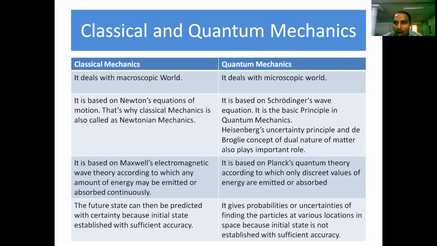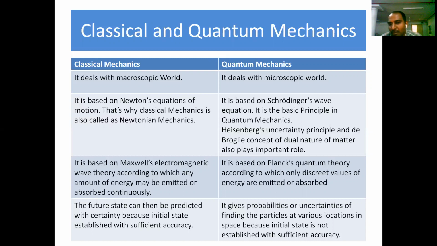And here we can't predict exactly along which direction such a microparticle is going to move. That's why quantum mechanics deals with probabilities or uncertainties. Here we are not going to get exact results. We are going to get the results in the form of probabilities or uncertainties. And up to a certain extent in quantum mechanics, we use the Heisenberg uncertainty principle and de Broglie's concept of dual nature of matter.